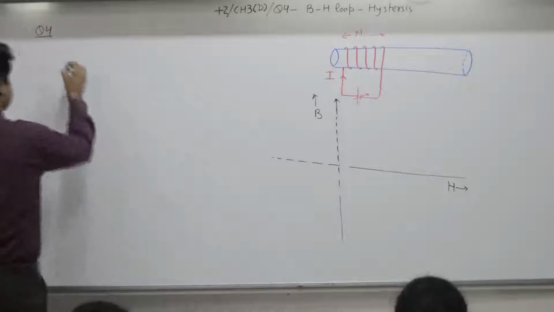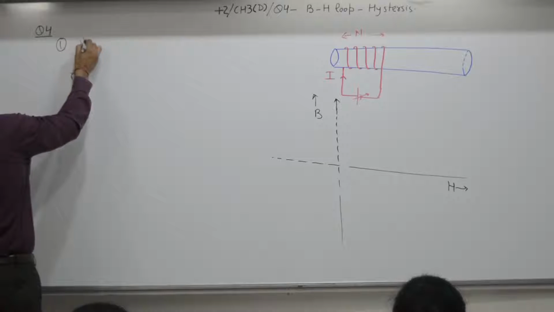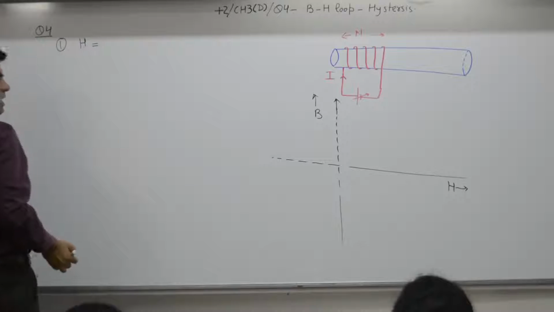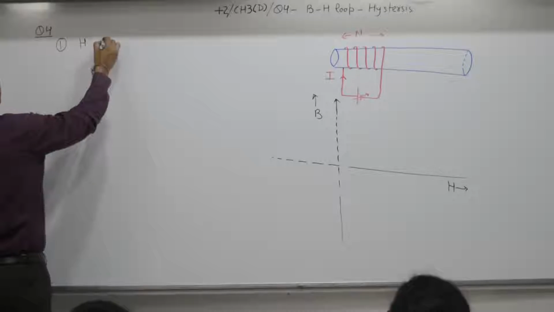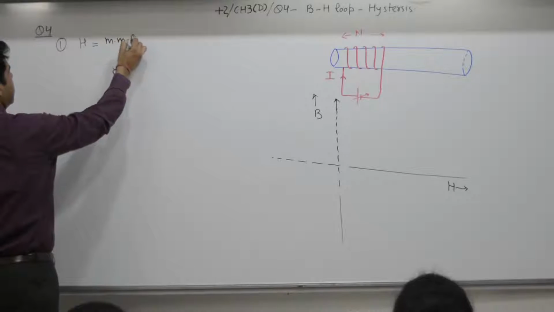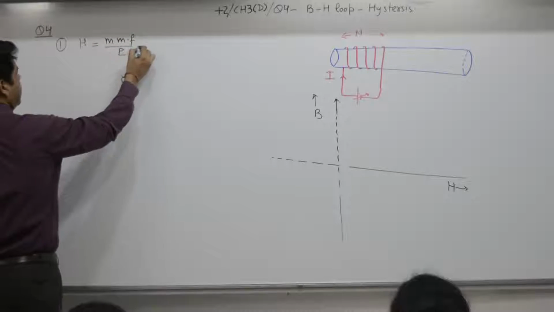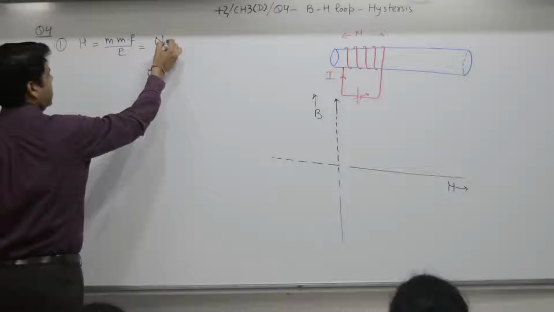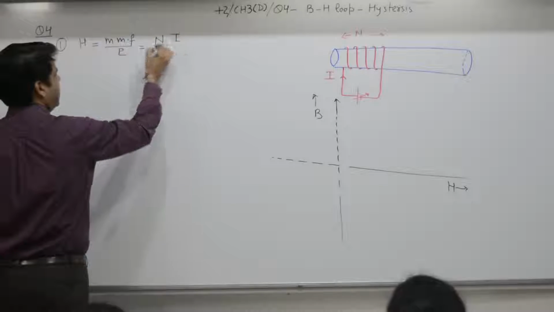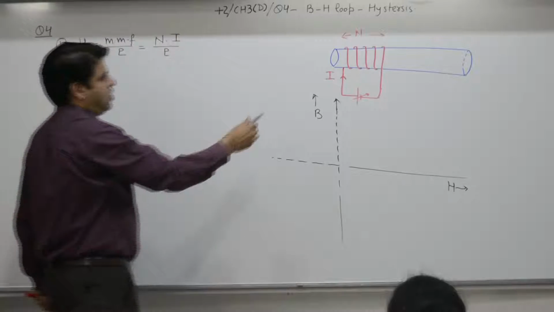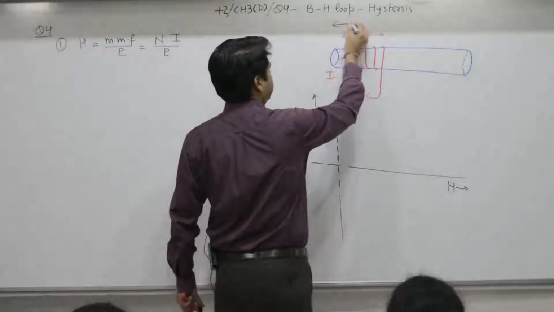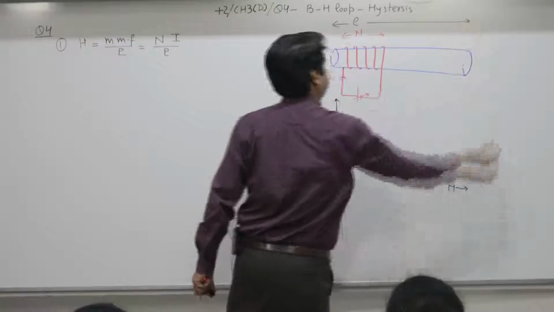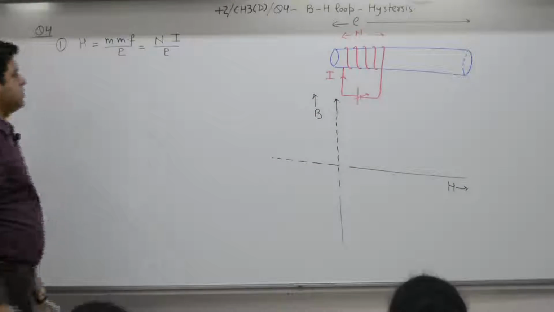When you say H, what is H? Magnetizing field intensity. It is mmf per unit length. N is the number of turns, I is the current, L is the length of the magnetic material. So H equals NI by L.